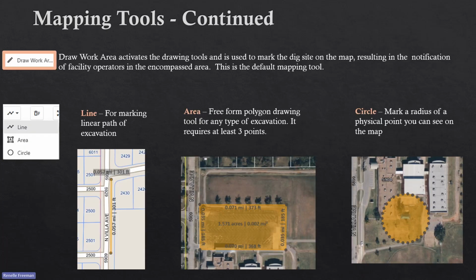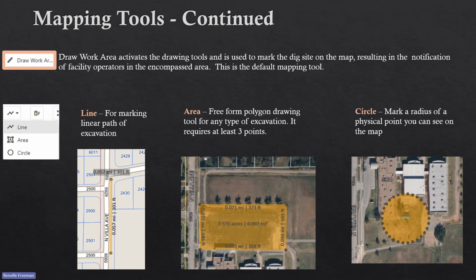Some other mapping tools is, of course, the Draw Work Area tool. So this is the default mapping tool. So when you first open up a portal ticket to submit a new ticket, you don't even have to click on this button to start drawing on the map. It's the one that is the default.